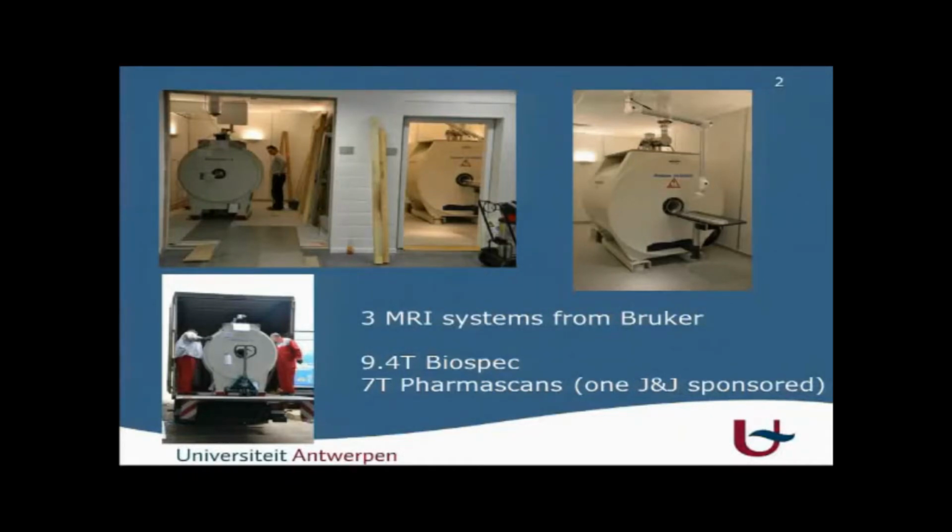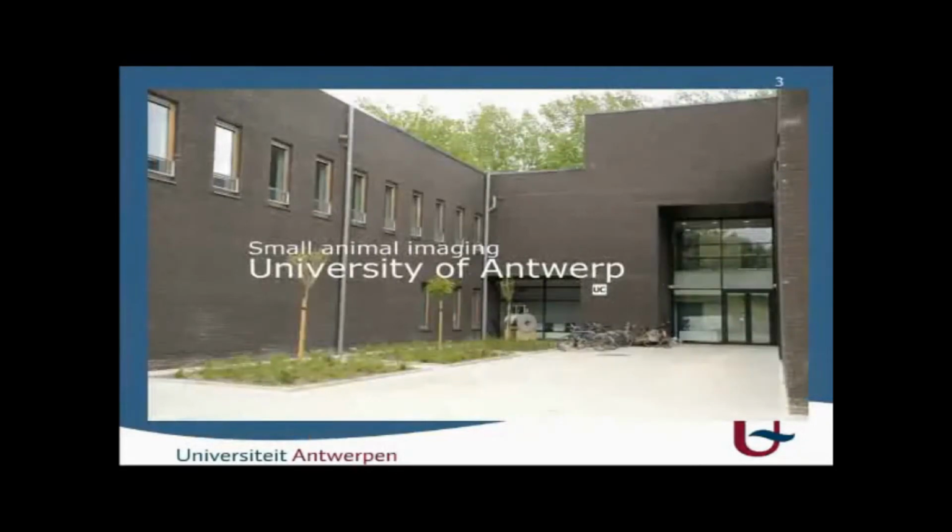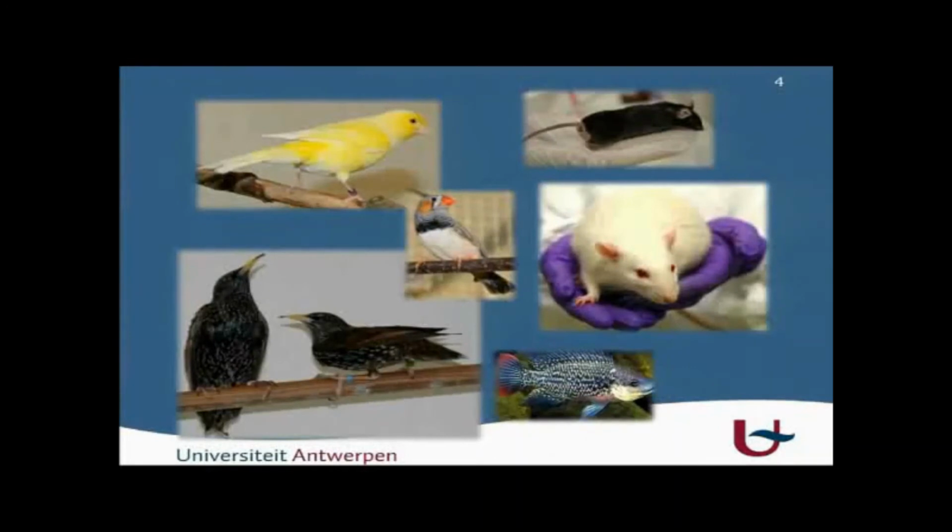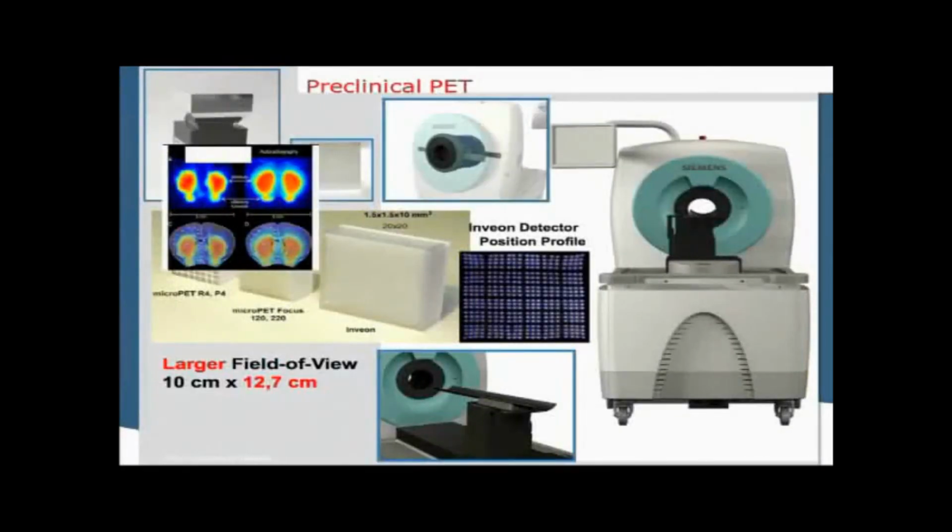We have 3 small animal MRI systems, and in Antwerp there is a building entirely devoted to small animal imaging. Part of it belongs to the bioimaging lab, where we can do MRI of small animals. These are the animals which are our target, so we go beyond rats and mice. We go to birds and fish, and I will mention some of the bird work because it's a very nice model for plasticity. At the other side of the building, there is another team which gives access to small animal PET and SPECT. So actually we can do anything in small animal imaging.